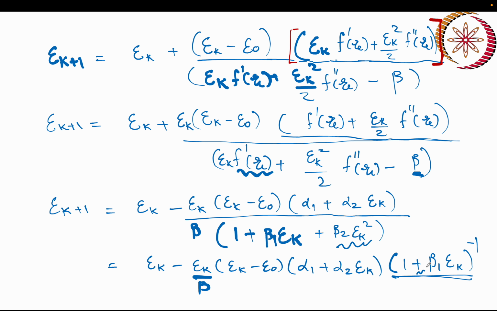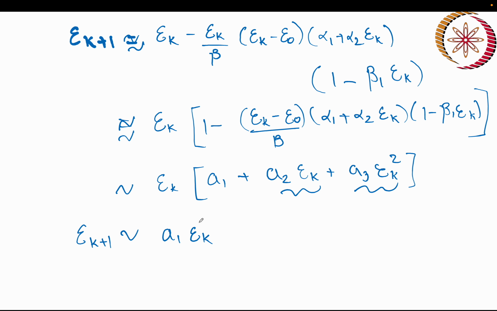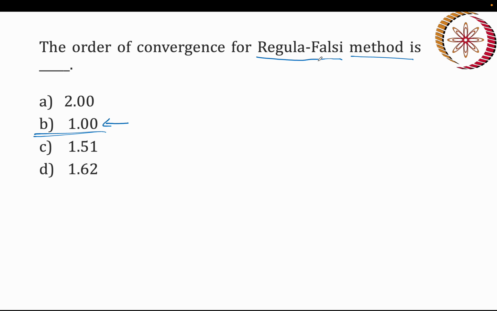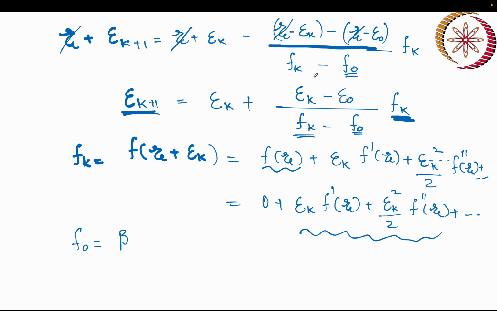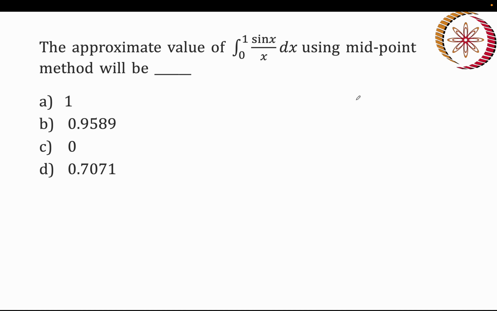Okay, so this power is 1, so that's how the order of convergence is 1, and this is the correct answer. We have already been given the answer, but in order to exactly find out the order of convergence, we have to go through this derivation. Okay, so I hope this is clear. Next we'll go for another question.